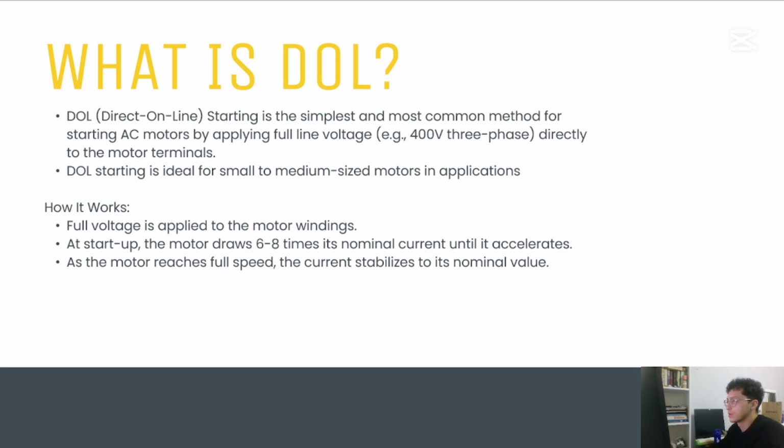How it works: full voltage is applied to the motor windings. At startup, the motor draws 6-8 times its nominal current until it accelerates. As the motor reaches full speed, the current stabilizes to its nominal value.